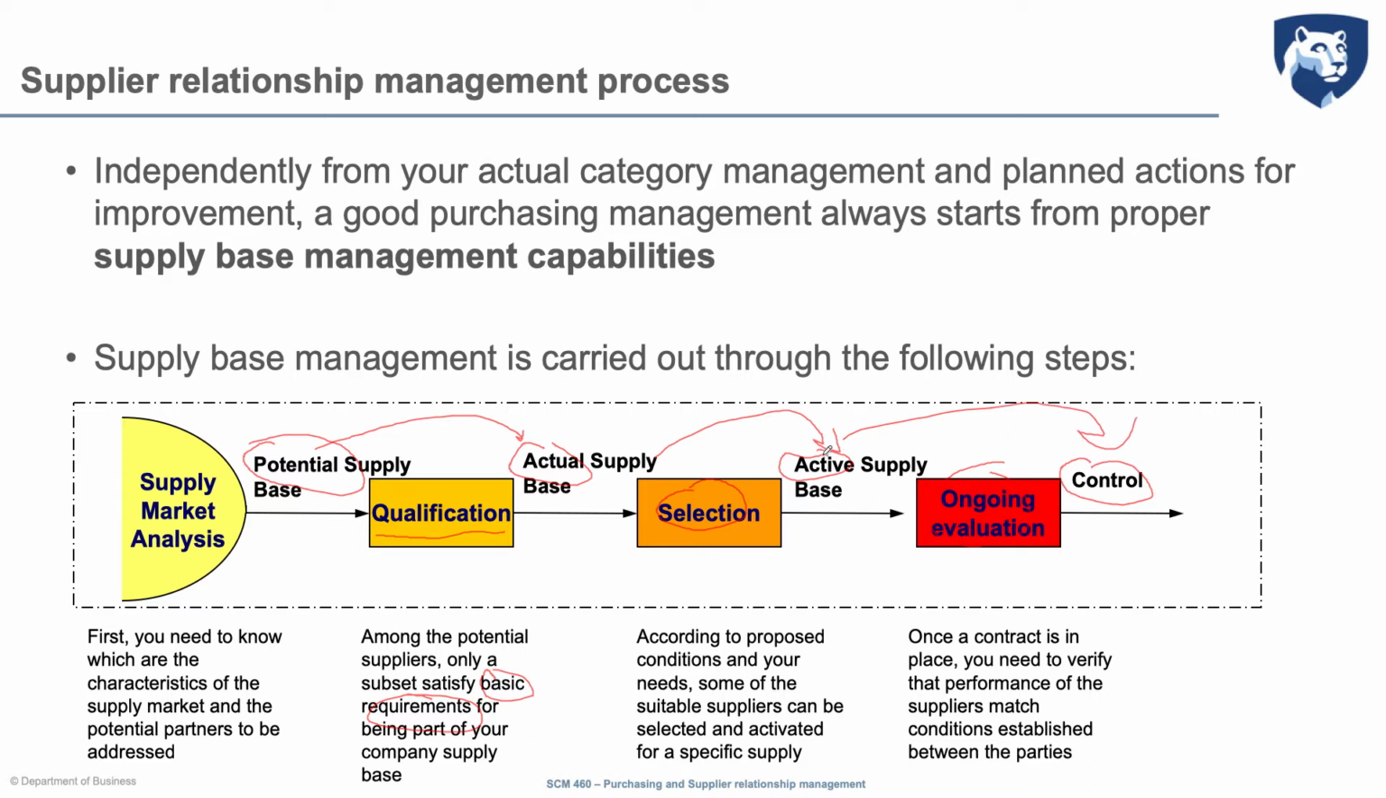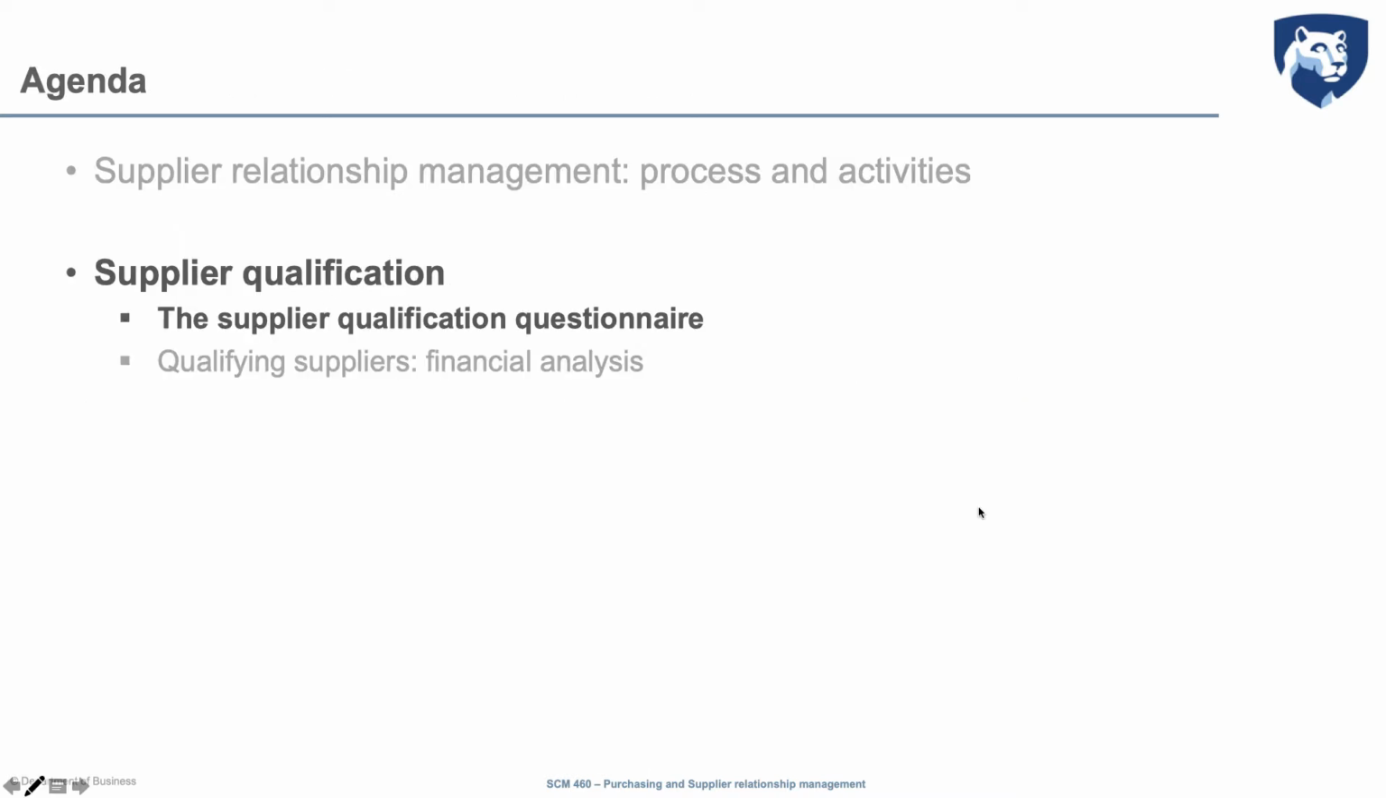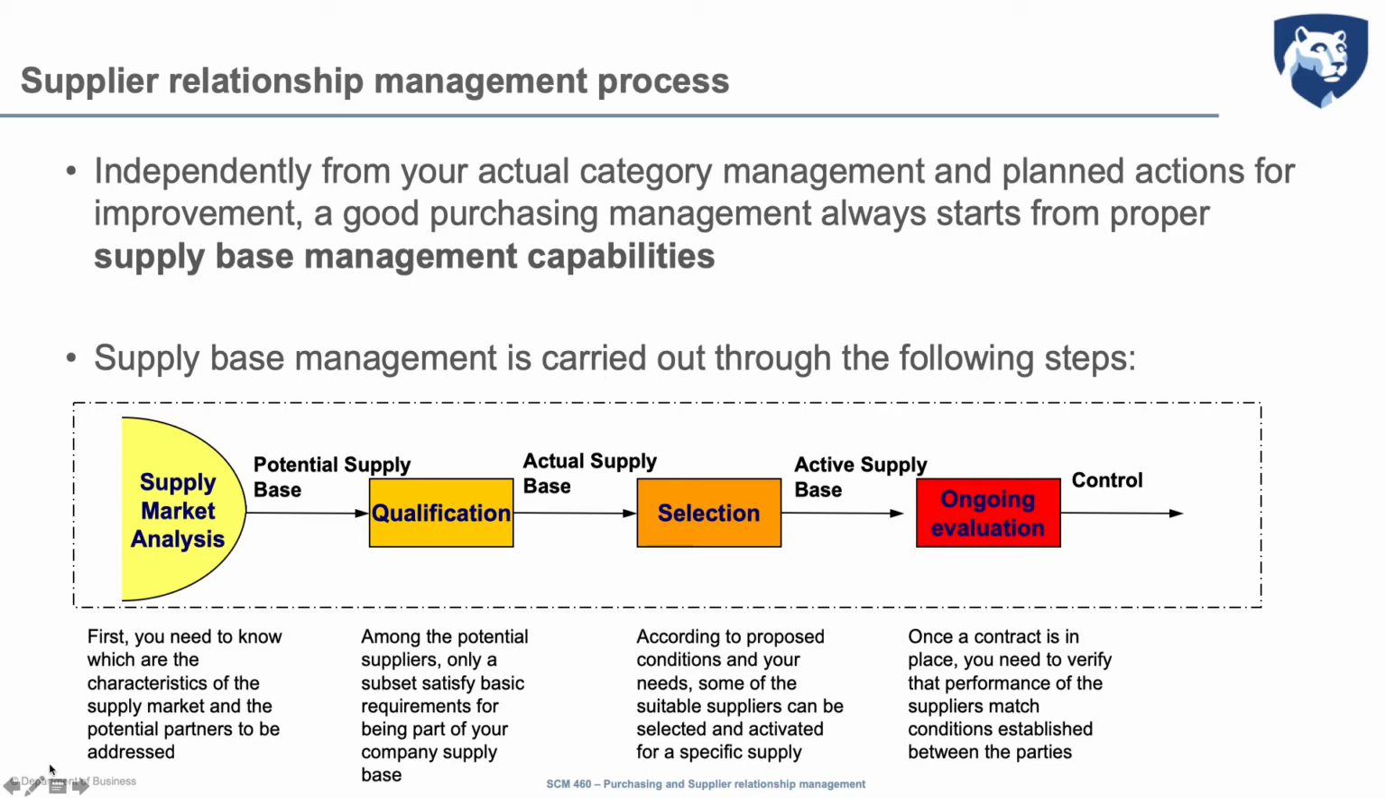So the active suppliers have a contract, they are subjected to an ongoing evaluation, and this is an activity that, from a purchasing perspective, means performing control on the supply base. And then of course this process is circular and it can be repeated. So for the purpose of this course we will analyze all these three steps.